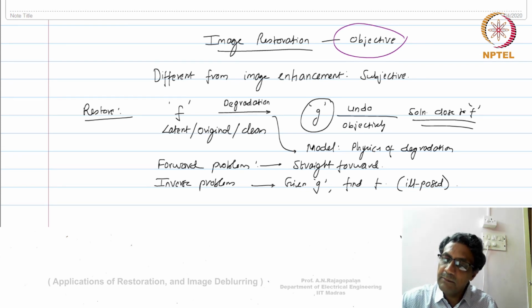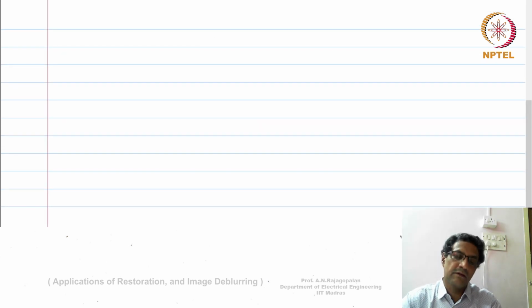Now there are various applications. This kind of restoration task, which is like solving an inverse problem, has applications in various areas within image processing itself.